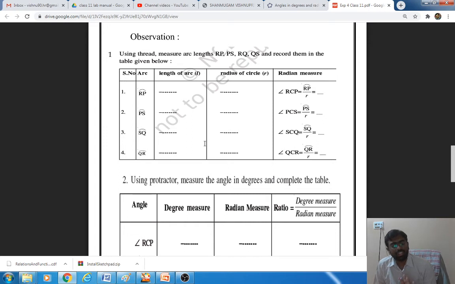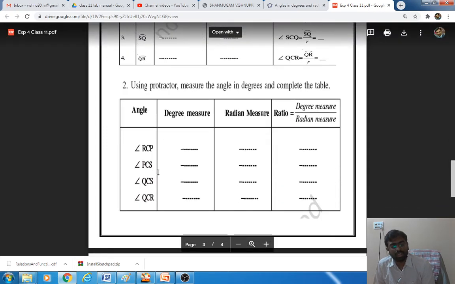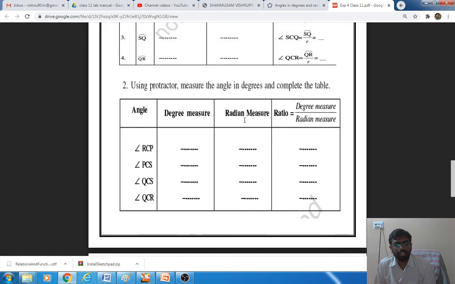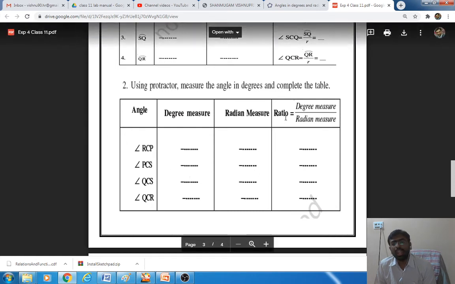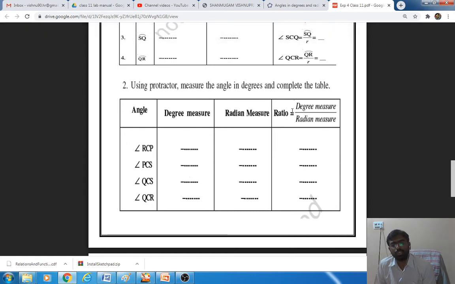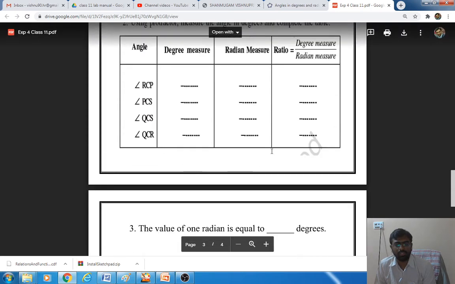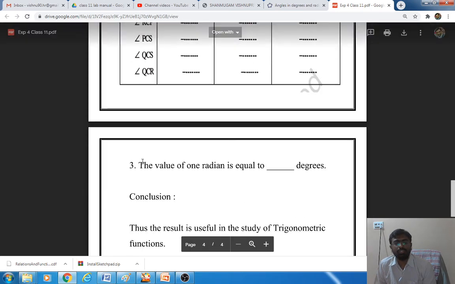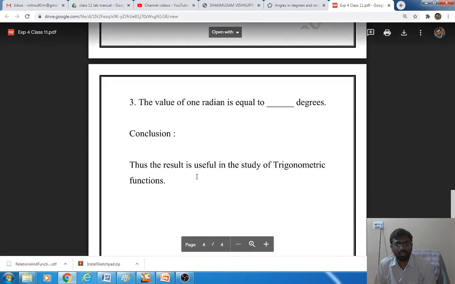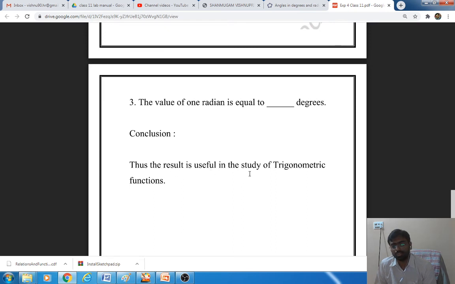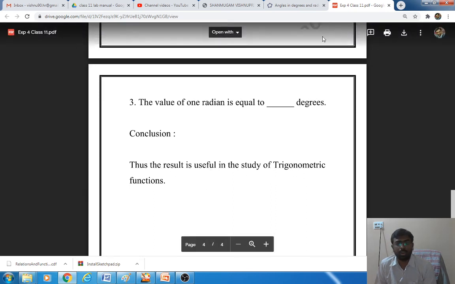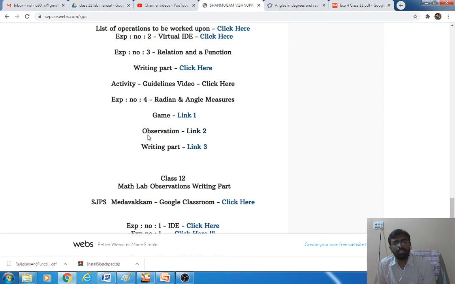But here virtually you can't do that, so we would rather suggest you go with only the second tabular column, where degree measure and radian measure are noted down, and you can find the ratio by dividing them. Okay, so you can fill this particular thing, and you have to fill the value of this finally. The conclusion is the result is useful in the study of the trigonometric functions. Okay, so this is all about the fourth activity.